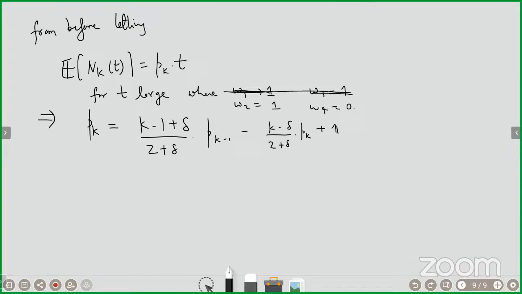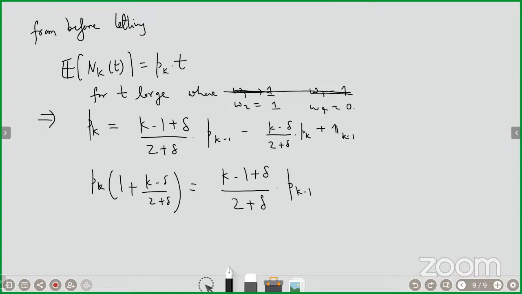P_K plus indicator. This is what you get if you make an assumption that this is what I really want. Now look at this expression. Drop delta. What does it look like? Then move this guy here. So it is P_K plus K minus delta over, is equal to.